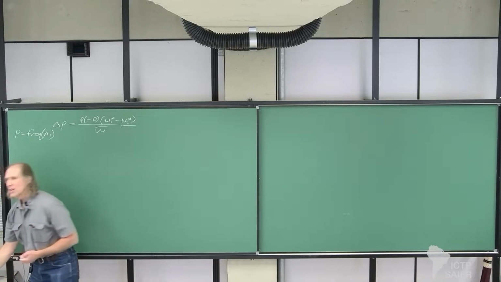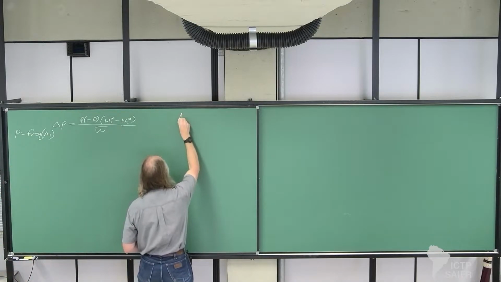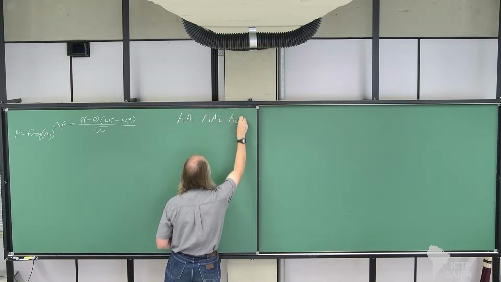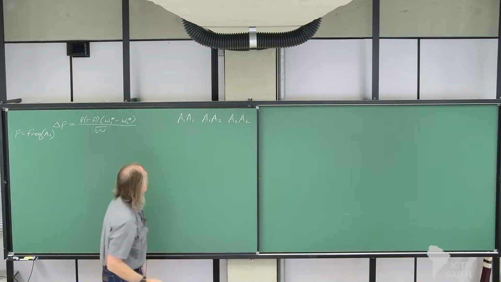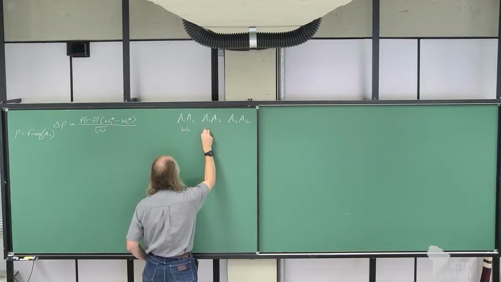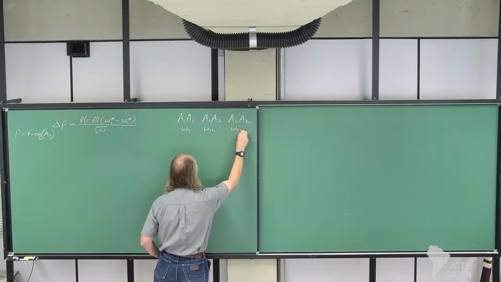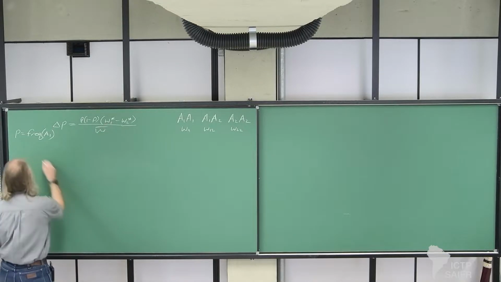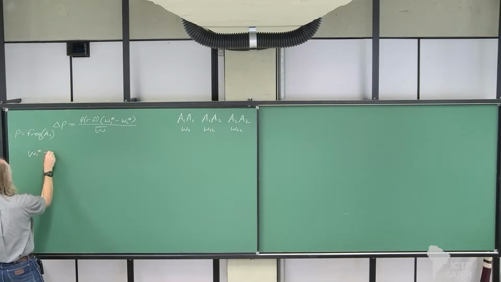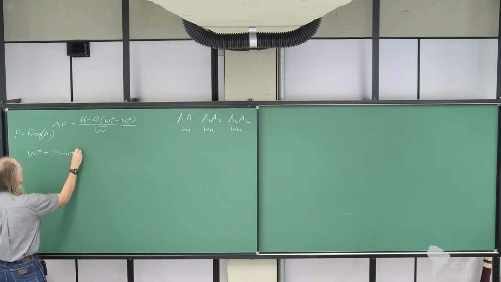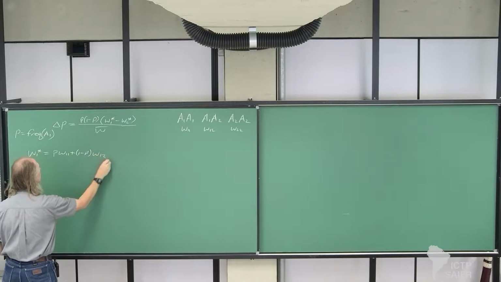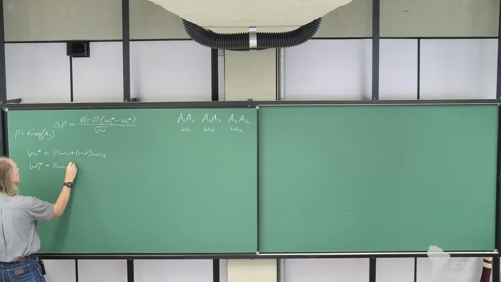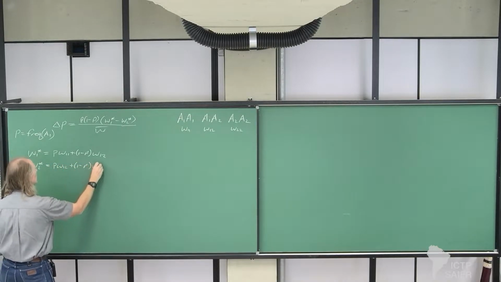And I set up a case. We had 3 genotypes, A1A1, A1A2, and A2A2. And I assigned fitnesses to these, W11, W12, W22. And from those, we got these marginal fitnesses. W1 star was P W11 plus 1 minus P W12. And W2 star was P W12 plus 1 minus P W22.